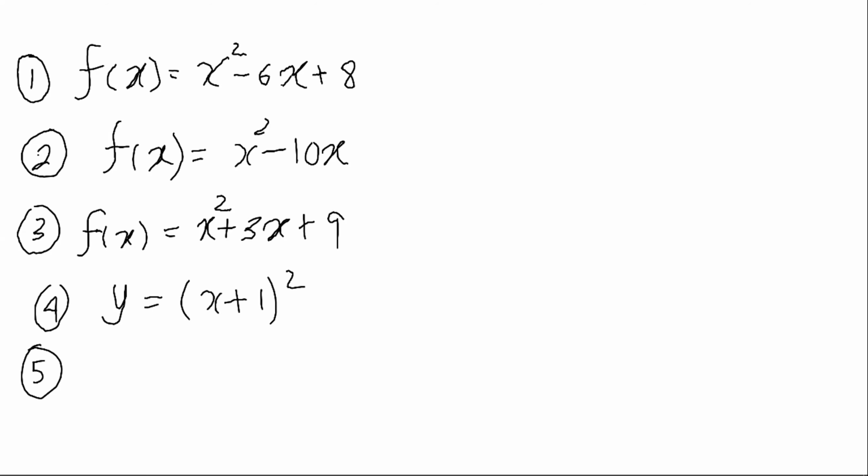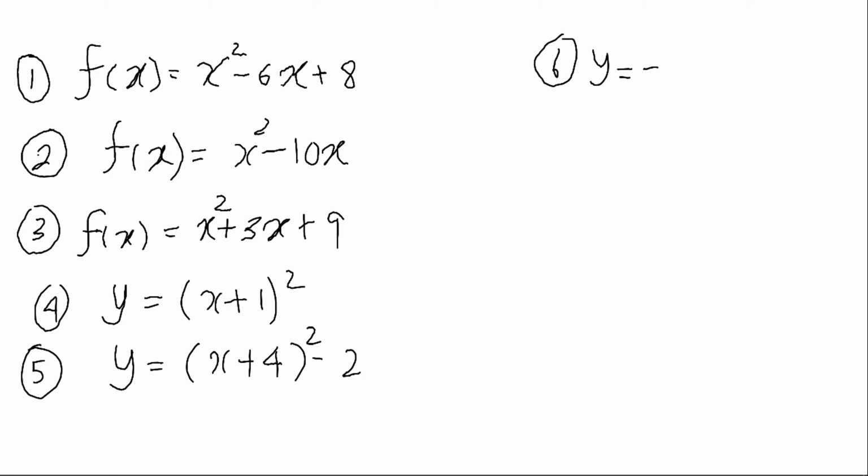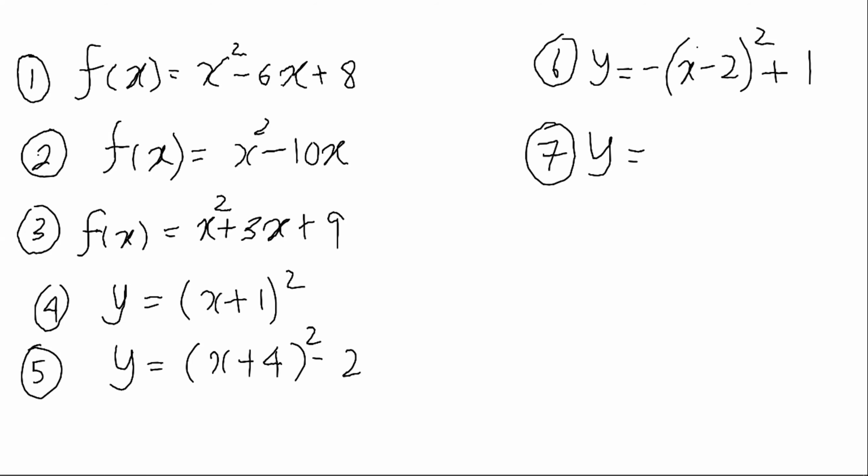Number 5, y is equal to x plus 4 squared minus 2, again a different form. 6, y equals minus, open bracket, x minus 2 squared plus 1. Number 7, y is equal to x plus 1 times another form, x plus 3. You can always turn back and forth between your forms if you need different information.